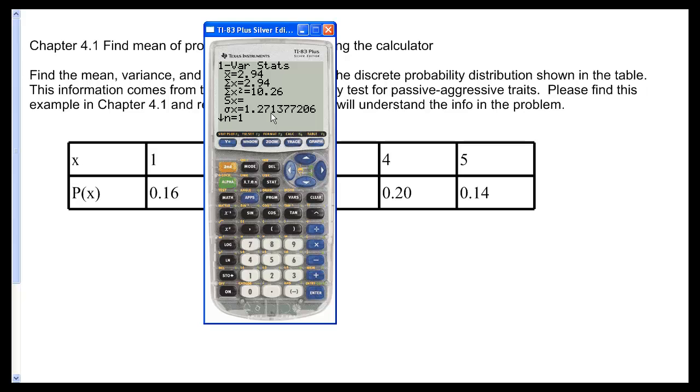Normally the lab will ask us to round things off to 3 numbers behind the decimal, so you would round that to 1.271. Notice there is no sample standard deviation because we're just working with a probability distribution table. To finish that up, I'm going to do the variance. I just type in 1.271 and square it, and that gives me the variance. So I have the mean here, the standard deviation here, and now I've got the variance.